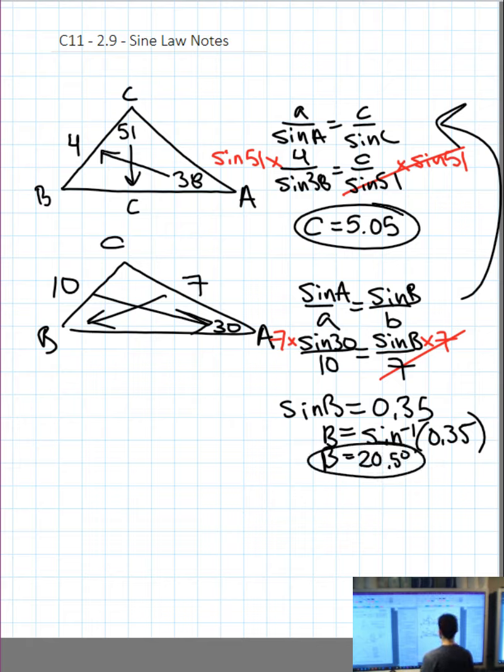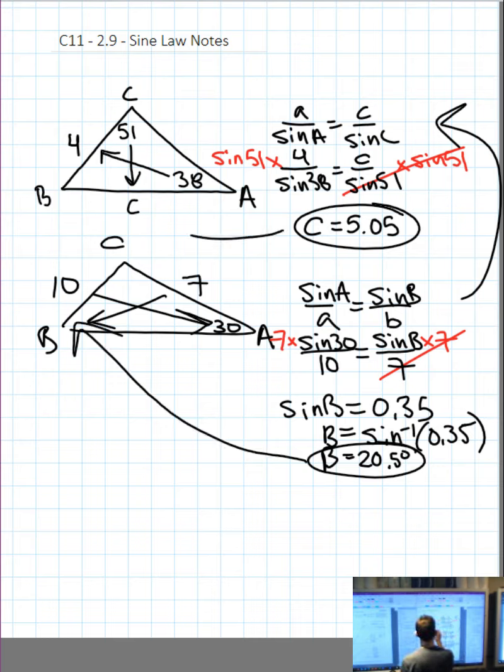Circle your answer. Put an arrow to where it is in the diagram. I should have done that above as well. You could check your answer doing the sine ratio again to make sure that they're both good. And then eventually we can solve for the last angle by using 180 degrees in a triangle, and then doing the sine law again.